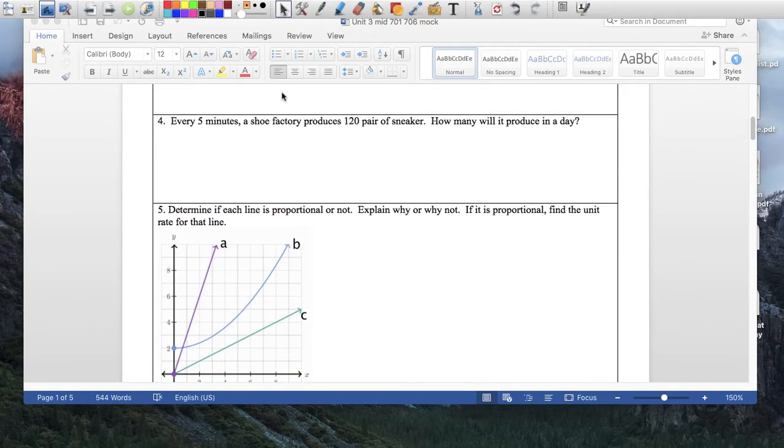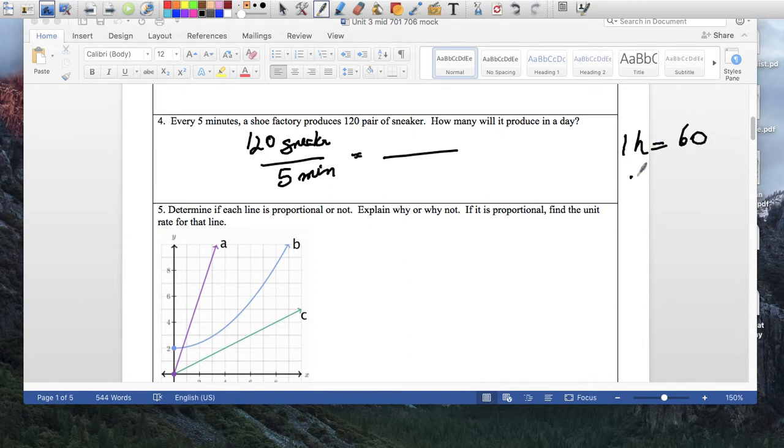Okay, that was a little throwback memory lane. So for every 5 minutes, a shoe factory produces 120 pair of sneakers. How much will it produce in a day? Oh my God. We got to figure out how many minutes in a day. So 1 hour has 60 minutes, and 1 day has 24 hours. So it'd be 24 times 60. That's going to give us 1,440 minutes. So we're going to put 1,440 minutes.